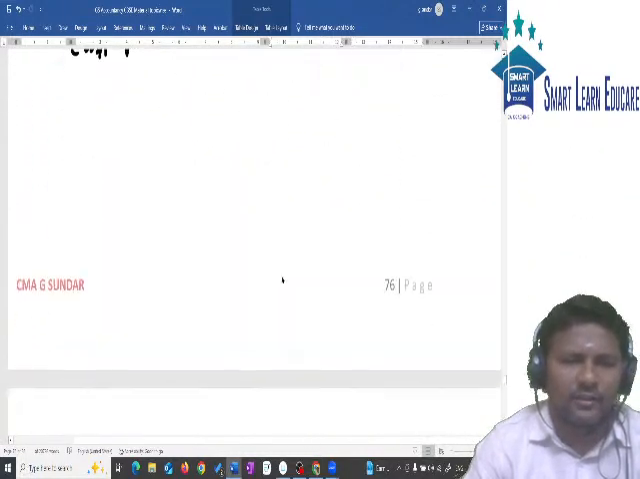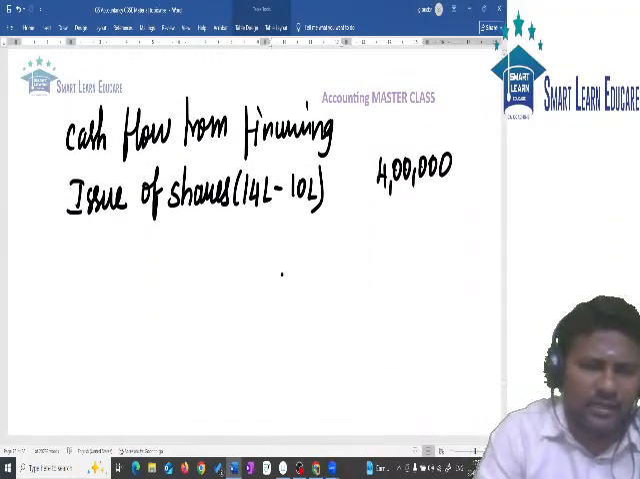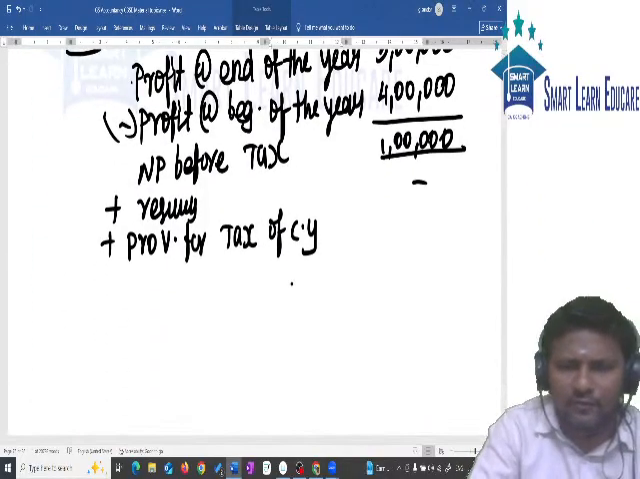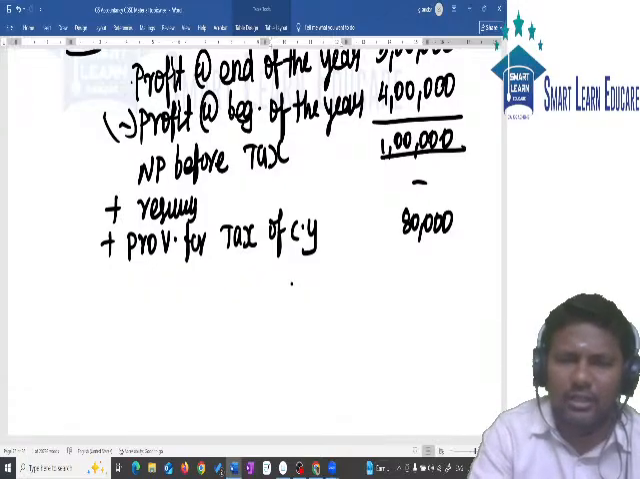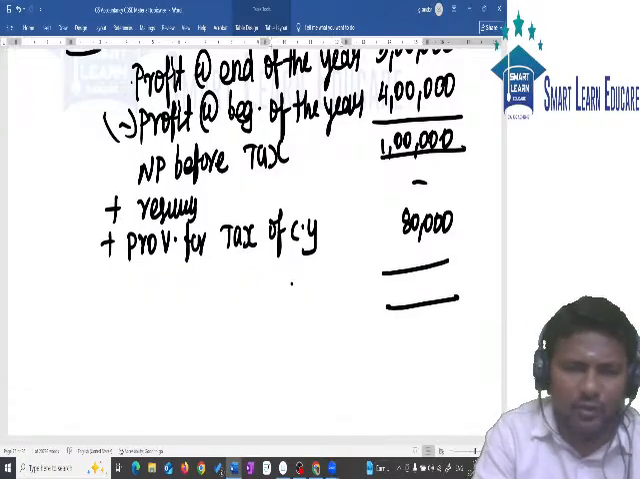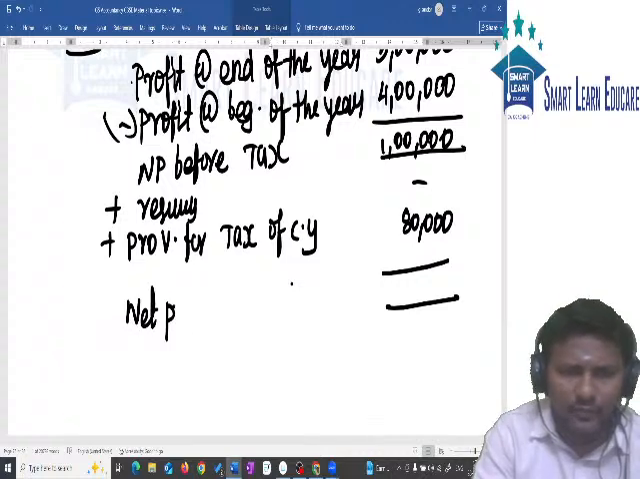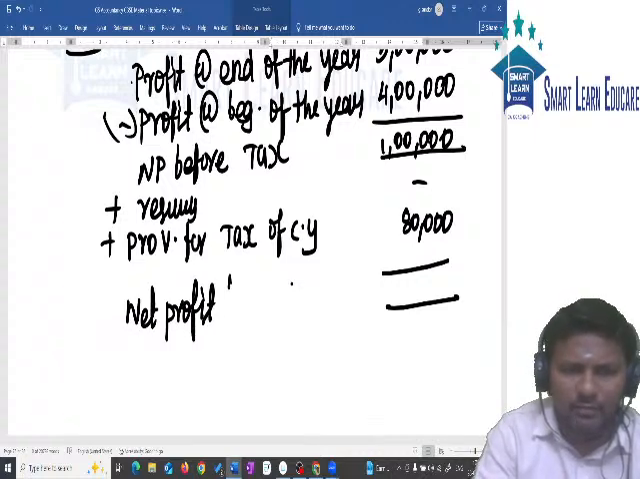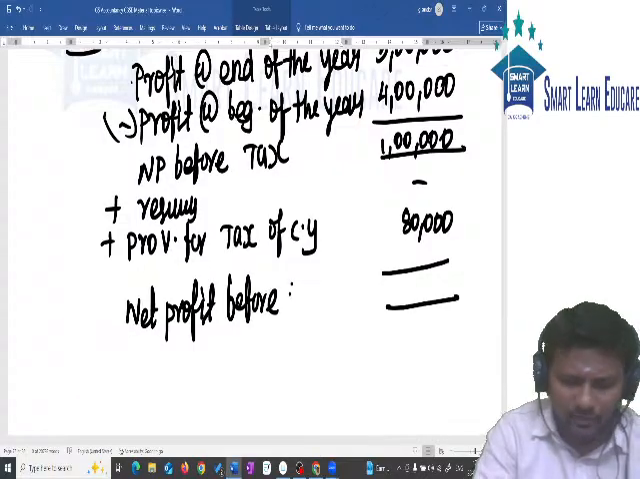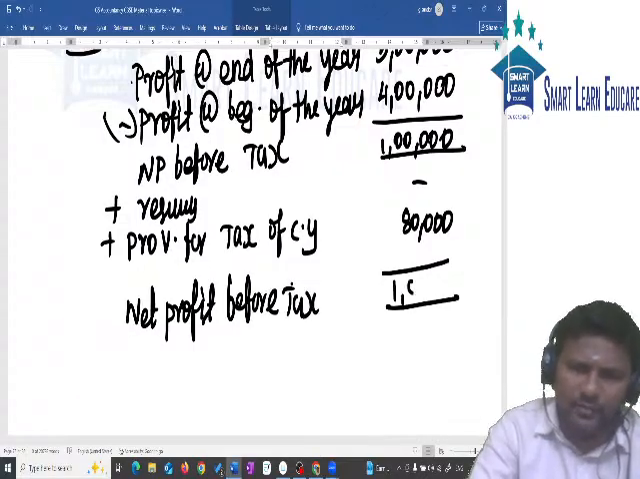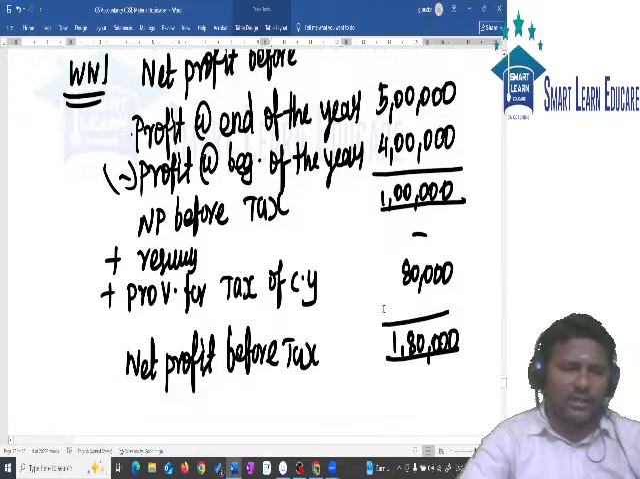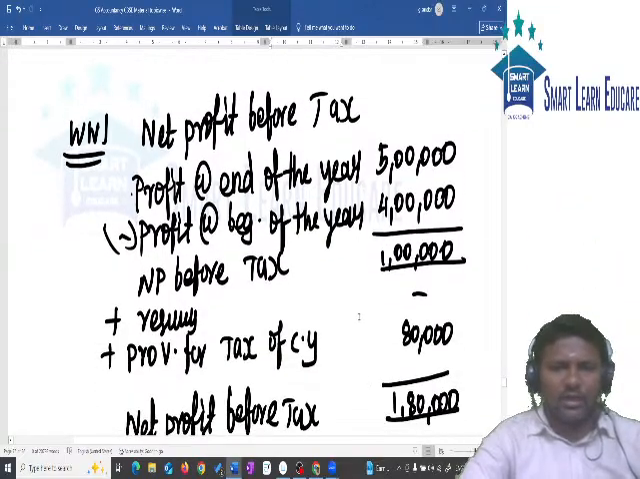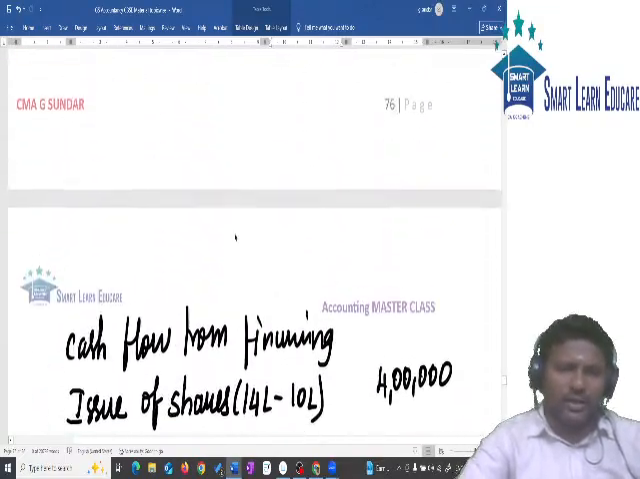So how much amount should be added back as provision for tax? Add provision for tax of current year, 80,000. We don't have reserves, we only have provision for tax. This will give you net profit before tax. So what is net profit before tax? It is 1,80,000. But this working note 1 should come in your answer.